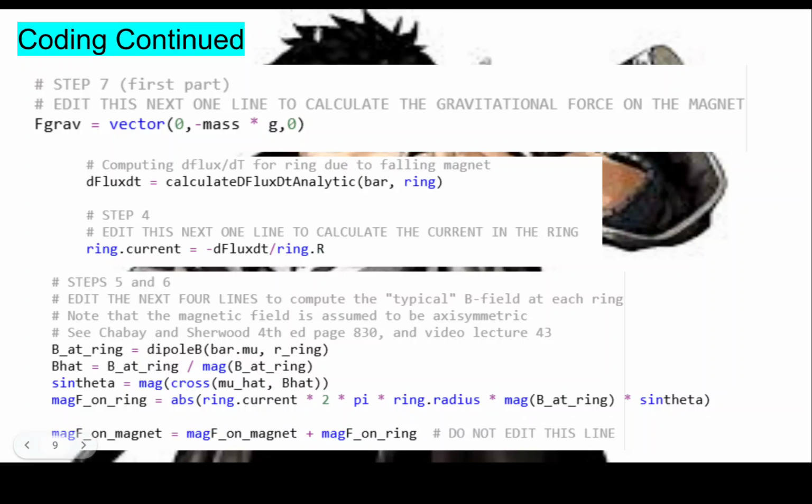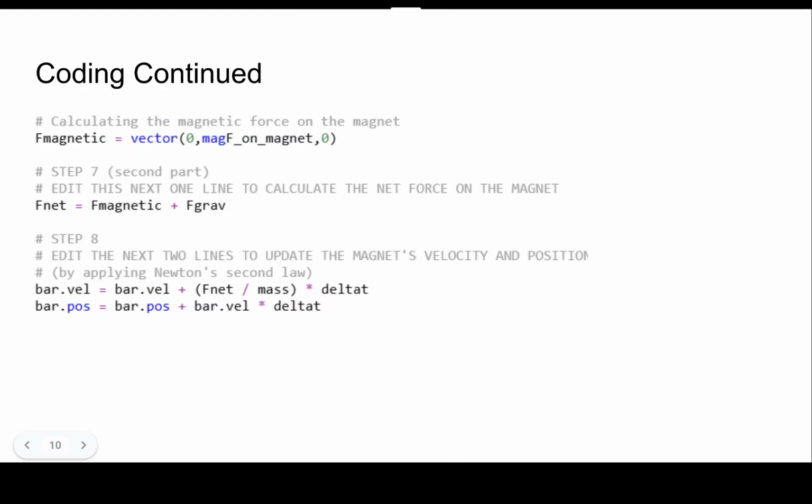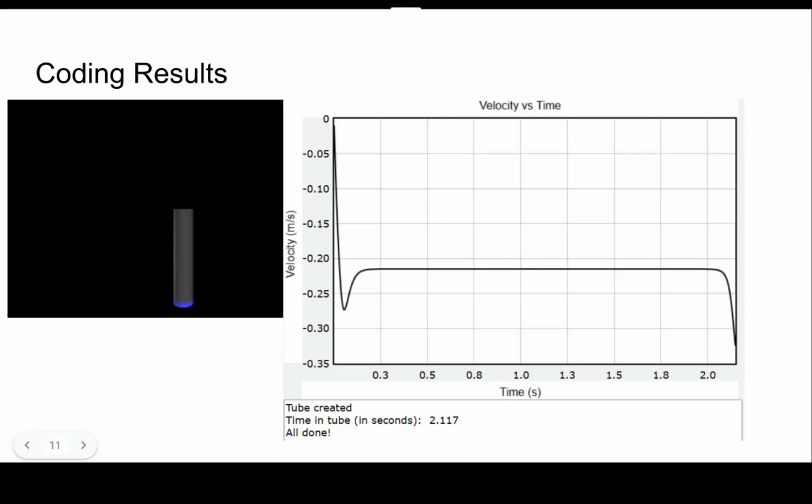And then from there, all of this code is just in the loop, and we're just finding the total force on the magnet. So we're going to find the gravity on it, and then we're also going to find the B field at each of the rings, and then we're just going to add them up for the force on the magnet. And then right here is just updating the velocity and the position of the magnet.